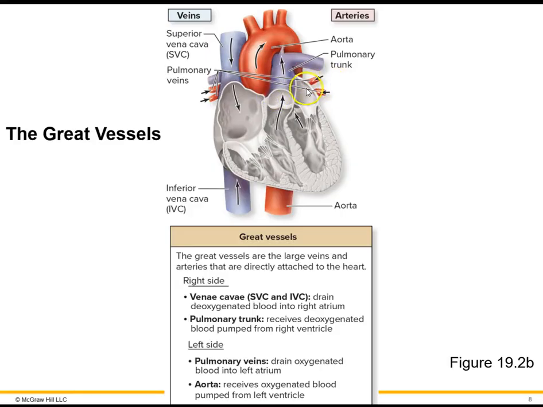Okay, so oxygenated blood comes into the left atrium. The left atrium pumps it into the left ventricle, and then that left ventricle pumps that blood out through the aorta, the largest artery in the body.